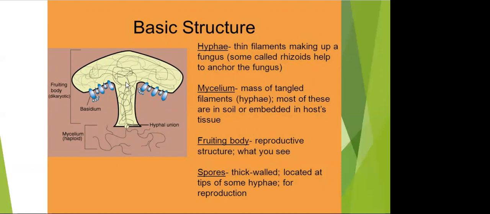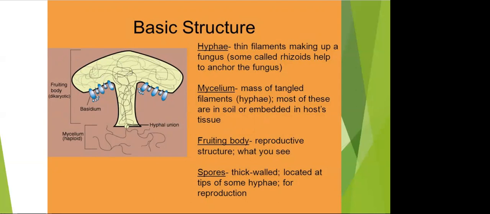You can see here hyphae and mycelium, where the mass of tangled filaments is the mycelium. Most of the mycelium is seen in the soil or embedded in the host tissue. You can see the fruiting body here, and it is the reproductive structure of the fungi, and there are spores, which are thick-walled, located at the tip of the hyphae. This is mainly for reproduction purposes.